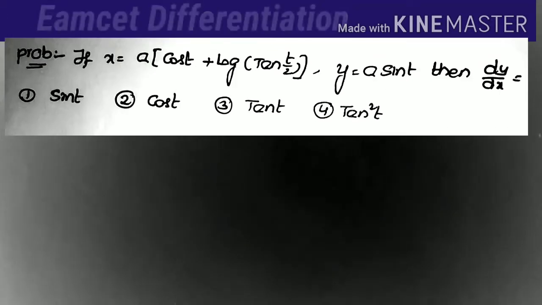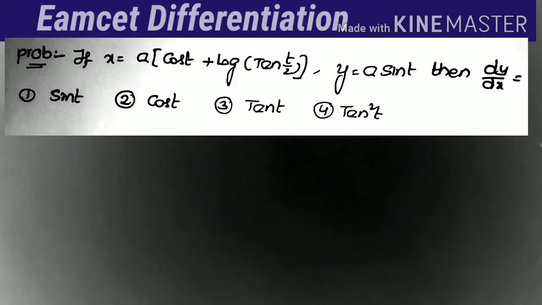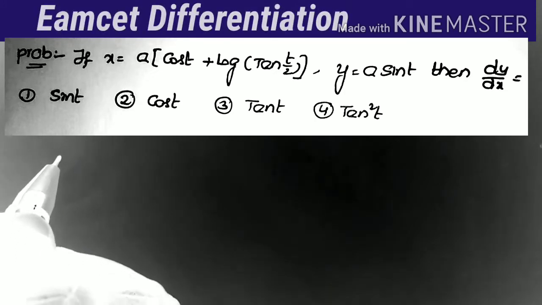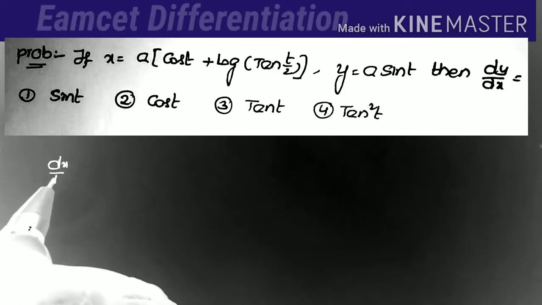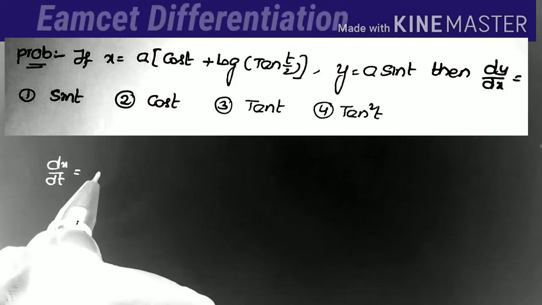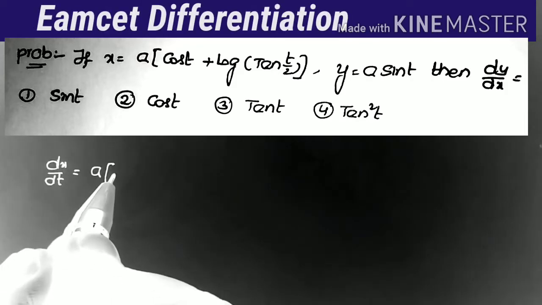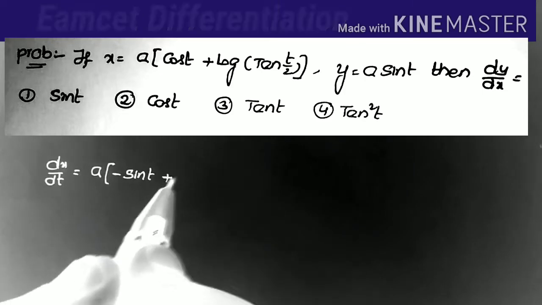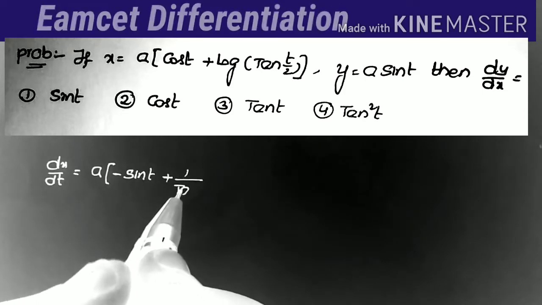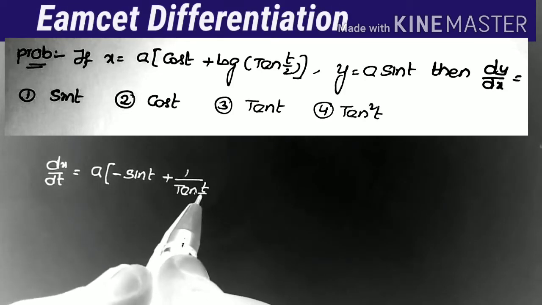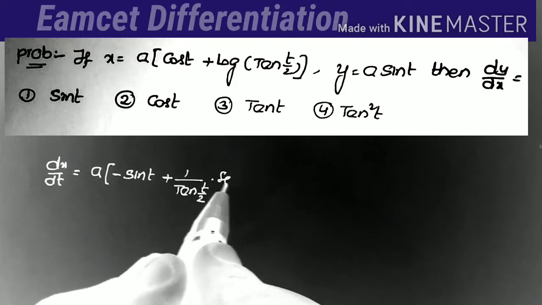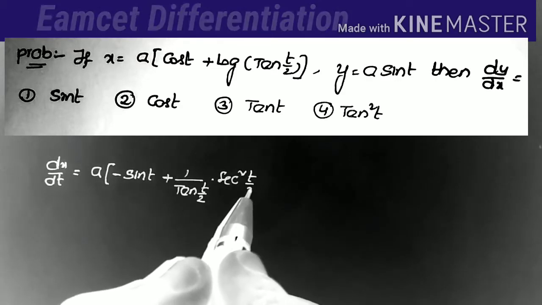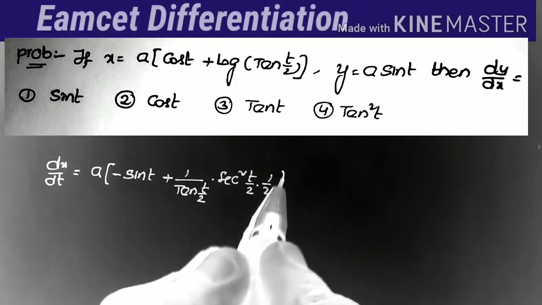Next problem. Same procedure. What is dy by dx value? So first I find the value of dx by dt here. So dx by dt is equal to a into cos t derivative minus sin t plus log t derivative 1 by t, 1 by tan t by 2, again tan t by 2 derivative secant square t by 2, again t by 2 derivative 1 by 2.